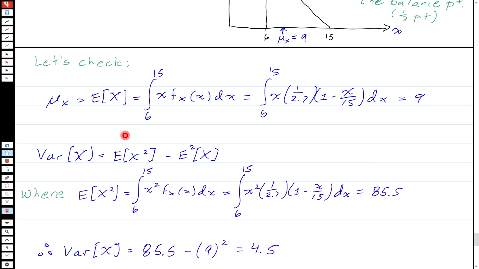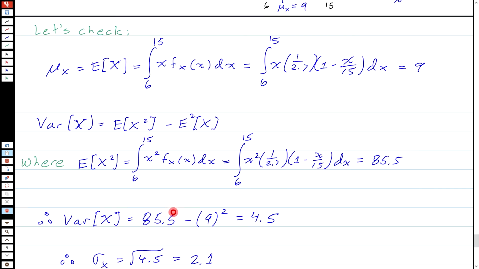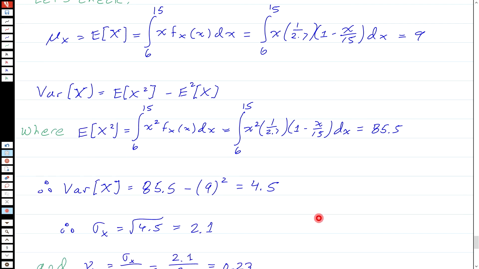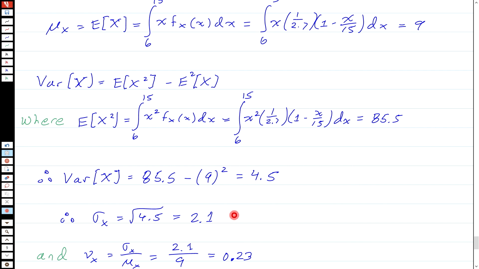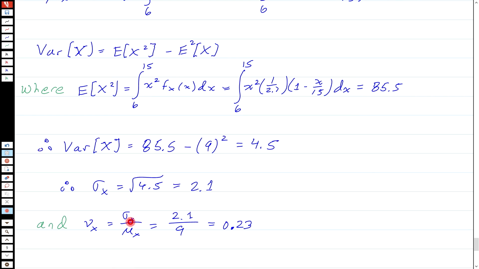Variance is the expected value of x squared minus the mean squared, which is this 9 squared. For the expected value of x squared, I just put the x squared in here, multiply by my function f of x, and it turns out that that'll be equal to 85.5. So the variance of x is 85.5 minus 9 squared, which turns out to be 4.5, and the standard deviation then is 2.1. The coefficient of variation is the standard deviation divided by the mean, or 2.1 over 9, which is 0.23.